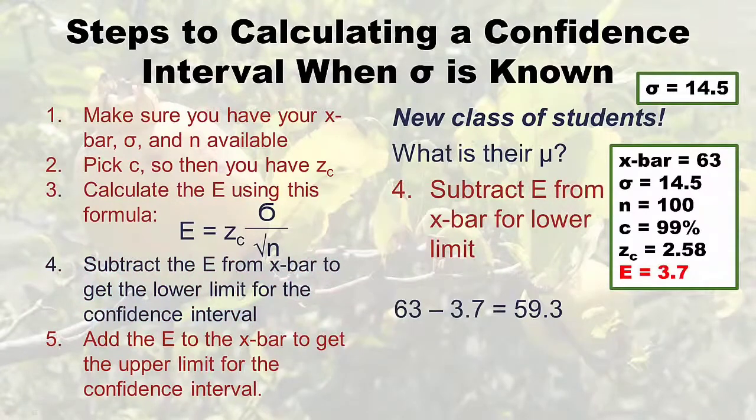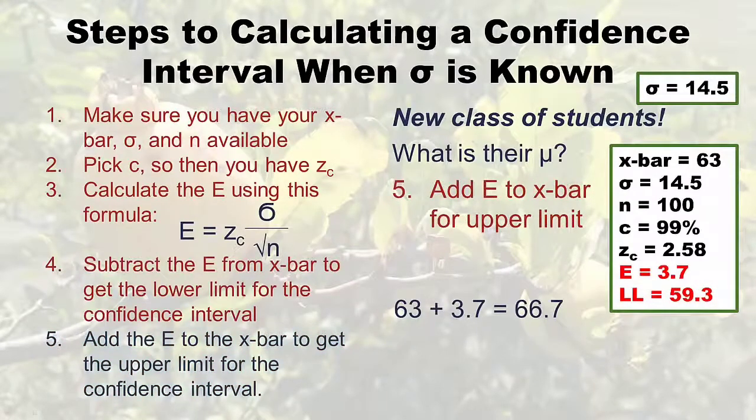Now step four, you want to get the lower limit of the confidence interval. You subtract E from X bar. So our X bar was 63, and we got our new E, look, I put it in red, of 3.7, and then we subtracted, we get 59.3. So that's our lower limit. And see, I put that on the slide now. Now step five, you add the E, which is 3.7, to the X bar, which is 63, and you get 66.7. So you get your upper limit.